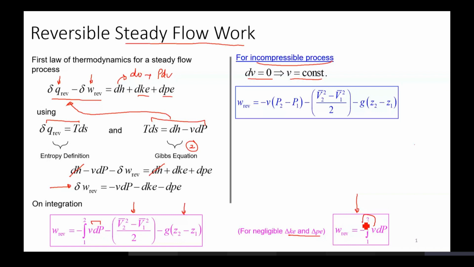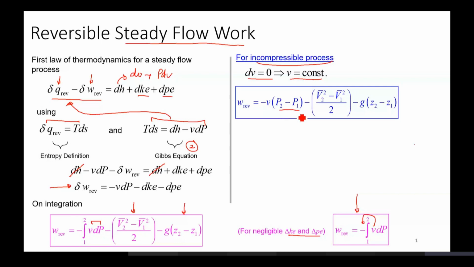Now, in a case where you have diffusers, nozzles and pipes, work is essentially zero. You don't have any work involvement in there. And so your essential equation would be V(P2 minus P1) plus (V2 squared minus V1 squared) over 2, which is change in kinetic energy, and change in potential energy. This is the famous Bernoulli equation that you must have encountered in your fluid mechanics course.